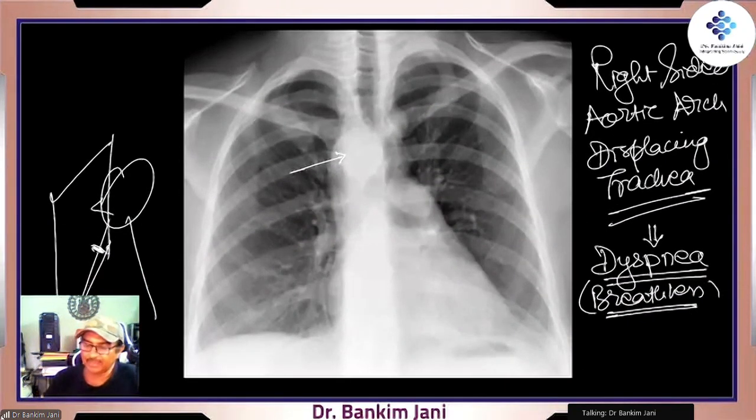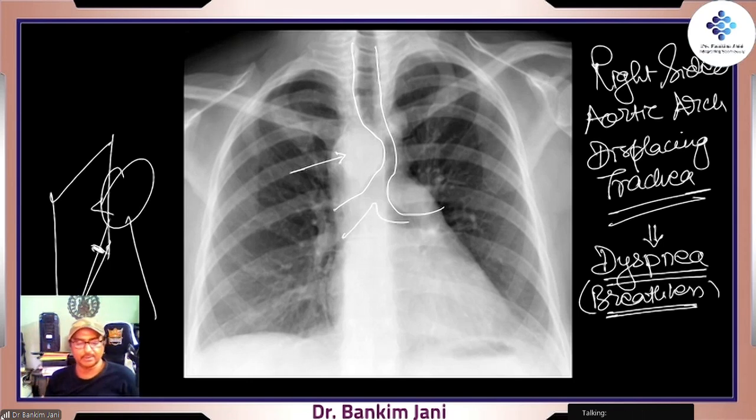Over here, this is a right-sided aortic arch displacing the trachea. Sometimes the aortic arch goes posteriorly, but what if it is slightly shifted to the right side? Then it will push the trachea. Here you'll see the prominence, but see the trachea, it is classically going like this. Now I'll remove these markings so that you can see it. All the way, here, here, here, here.